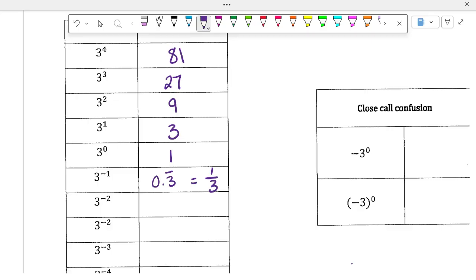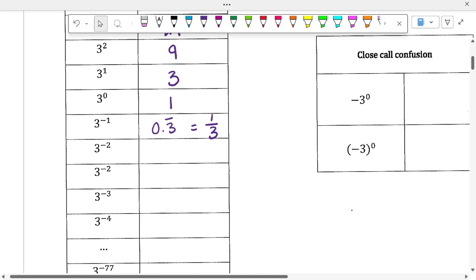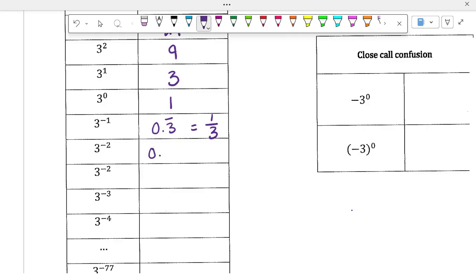So put 3 to the negative 2 power into your calculator, and I want it as both a decimal and a fraction. All right, so what'd you get for 3 to the negative 2 as a decimal? 0.1 repeating. What is it as a fraction? Someone else. 1/9. Now, this one's a typo. It just repeated itself twice.